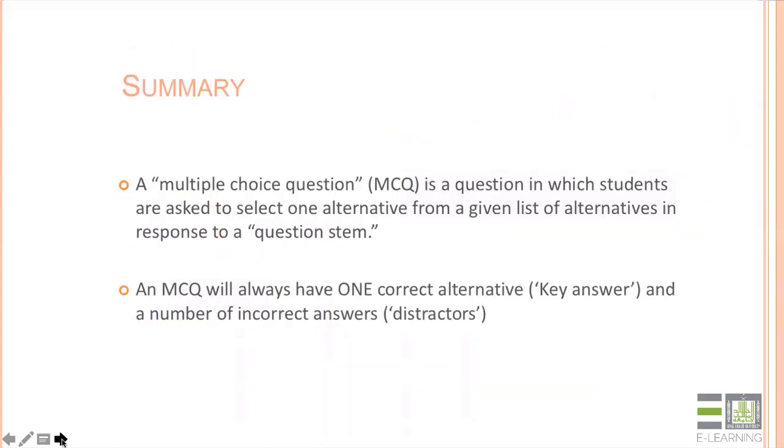So just to summarise the brief overview with regards to the general structure of a multiple choice question, students should be able to select one alternative from a list of alternatives presented in that multiple choice item in order to respond to a question. And the multiple choice question should also have a single correct answer amongst a list of incorrect answers.